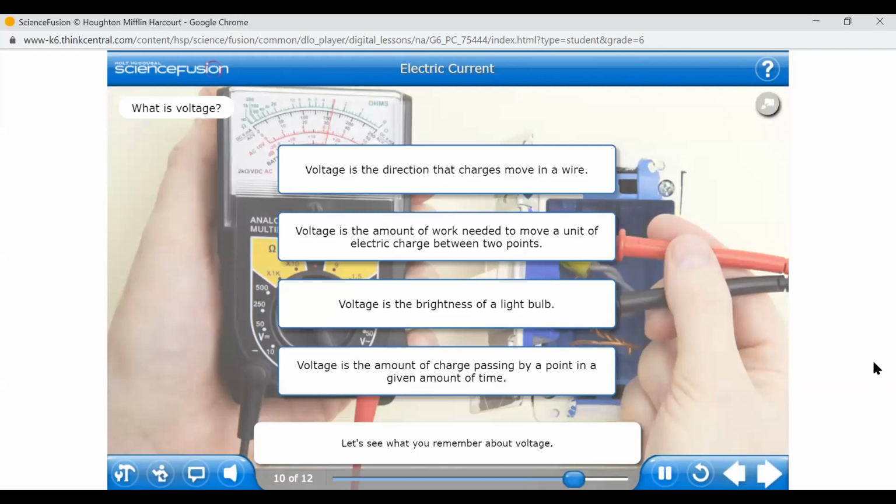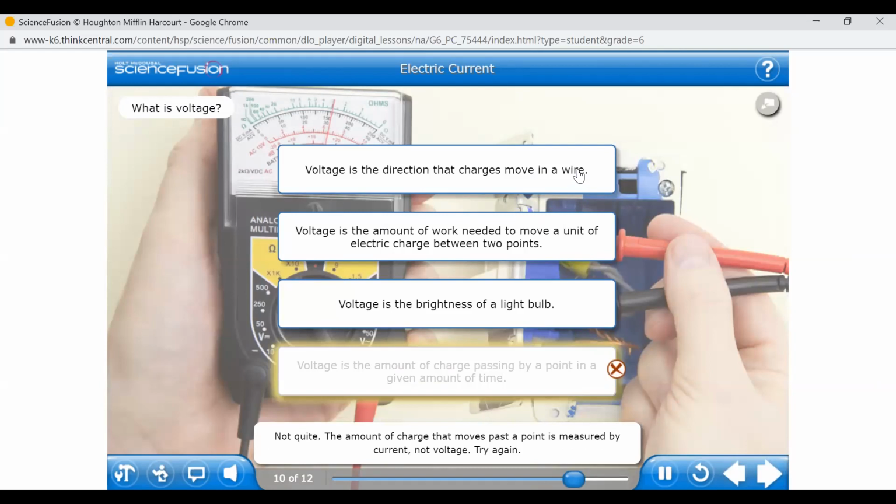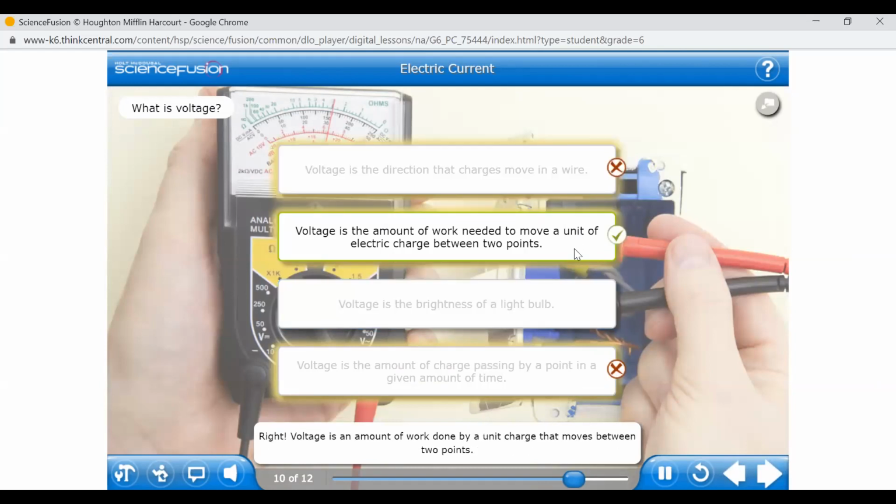Let's see what you remember about voltage. Which of the following best describes what voltage is? Click the correct answer. Not quite. The amount of charge. That's not quite right. Right! Voltage is an amount of work done by a unit charge that moves between 2 points. A good definition of voltage has 3 parts. It's an amount of work. It describes moving a unit of electric charge. And it refers to a distance between 2 points, like the 2 terminals of a battery.